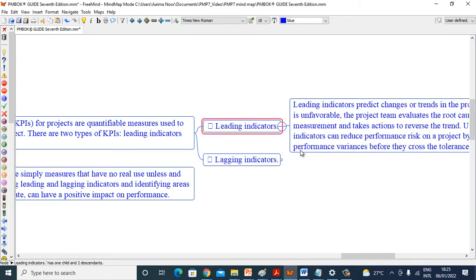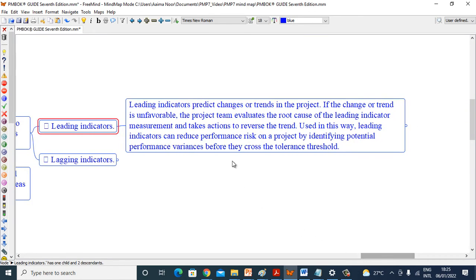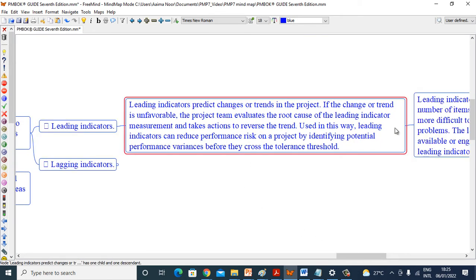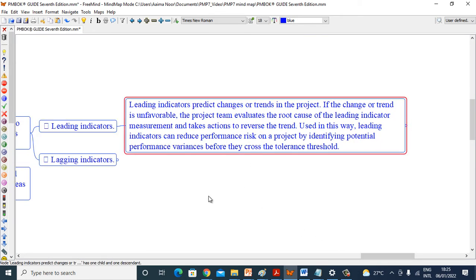Leading indicators. Leading indicators predict changes or trends in the project. If the change or trend is unfavorable, the project team evaluates the root cause of the leading indicator's measurement and takes action to reverse the trend. Used in this way, leading indicators can reduce performance risk on a project by identifying potential performance variance before it crosses the tolerance threshold.